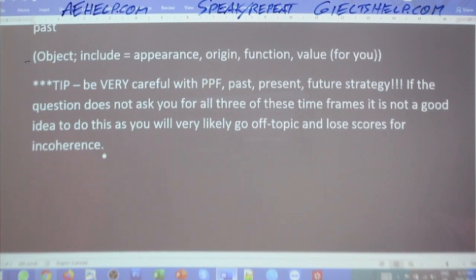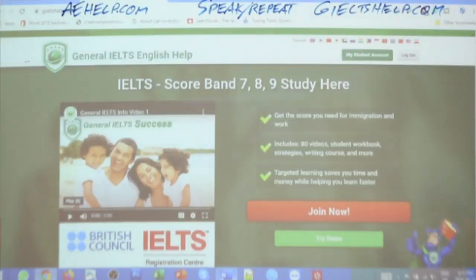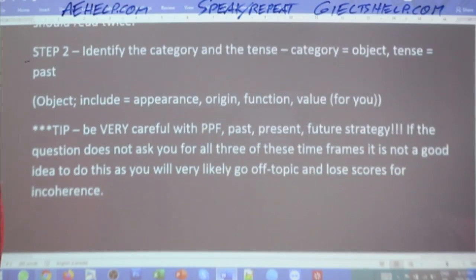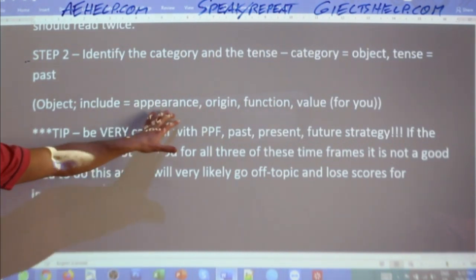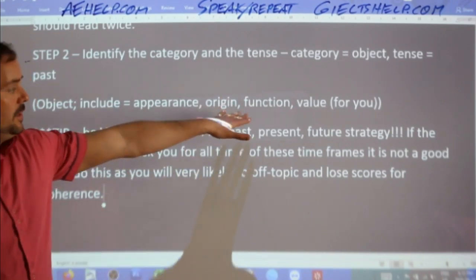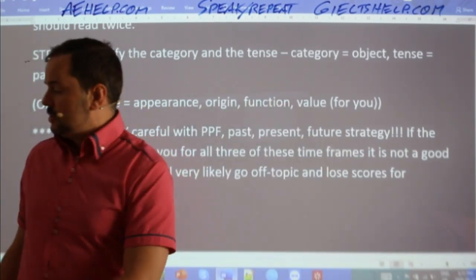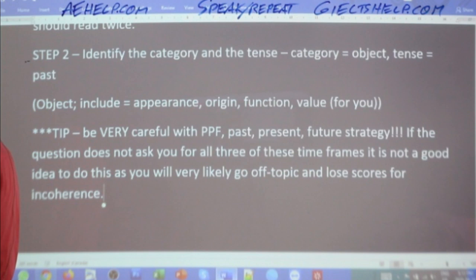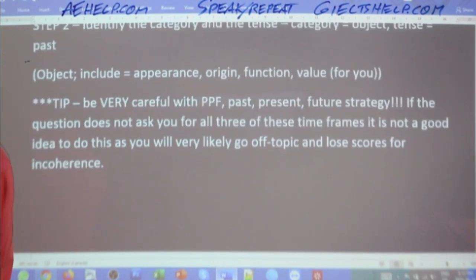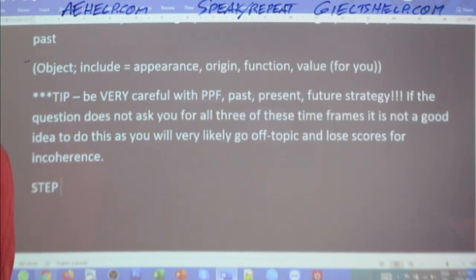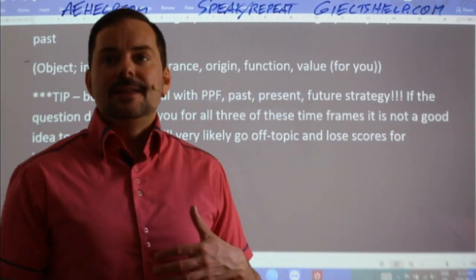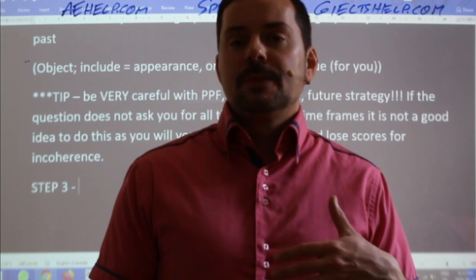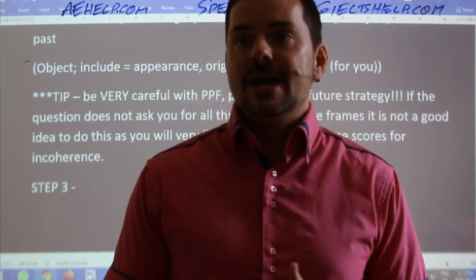Okay, so let's go to the next step. So we've identified the object. When we talk about an object, we explain what it looks like, where we got it, how it works, its value to you, and of course, answer the card, right? Okay, what's the next step? Step three, what should you do? This is all happening in the very fast 1 minute, okay?